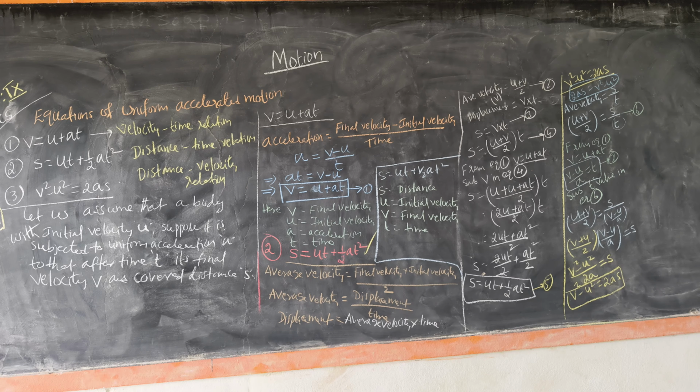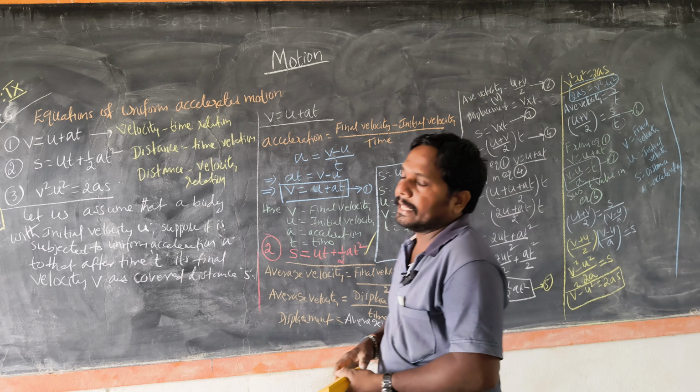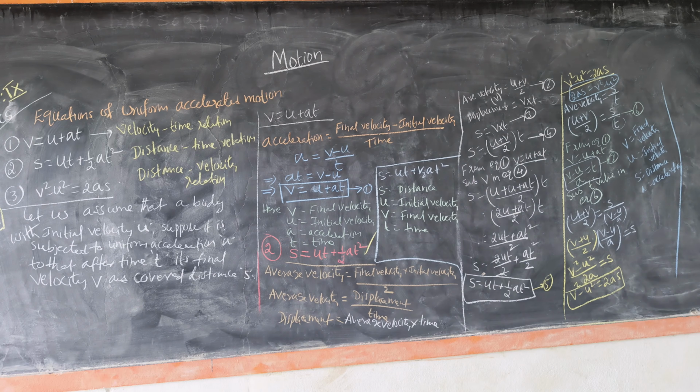As usual, v is equal to final velocity, u is equal to initial velocity, s is equal to distance, a is equal to acceleration. So these are the derivations of the three equations of motion.